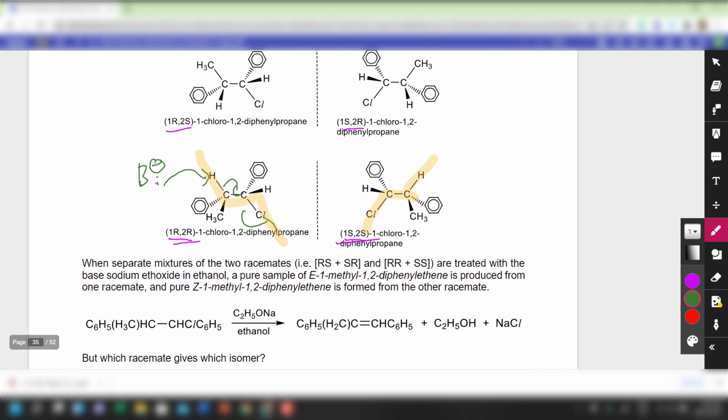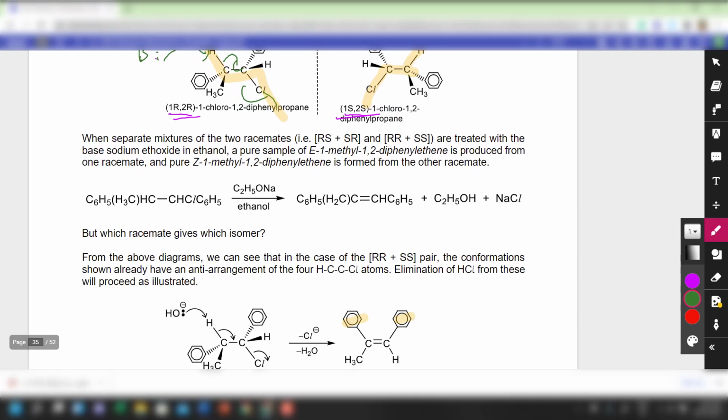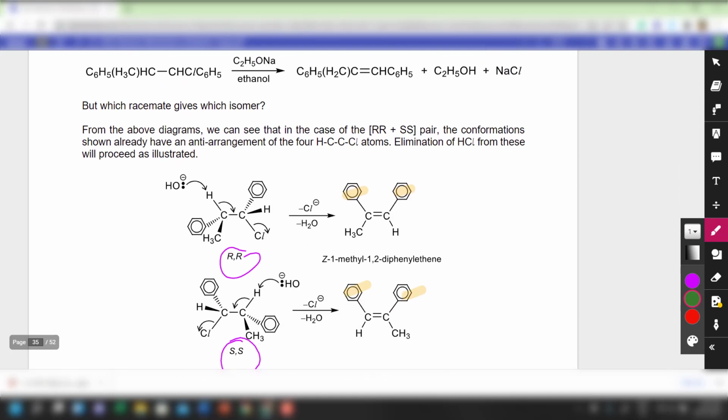And then the same thing for RS and SR, they will only give rise to the E isomer. There will never be a case where RR and SS sometimes can give you the E isomer. No. So this kind of reaction, where one specific stereoisomer is obtained from a specific starting stereoisomer, is known as stereospecific.